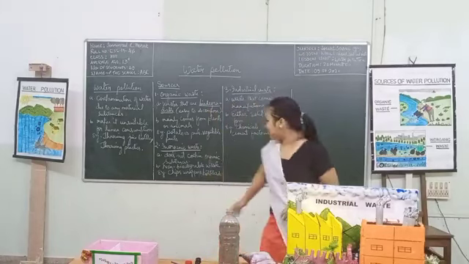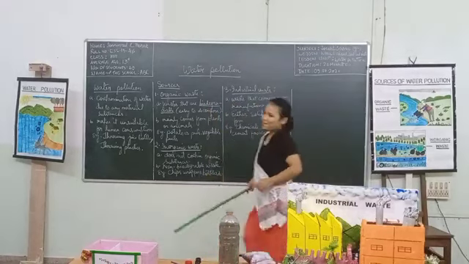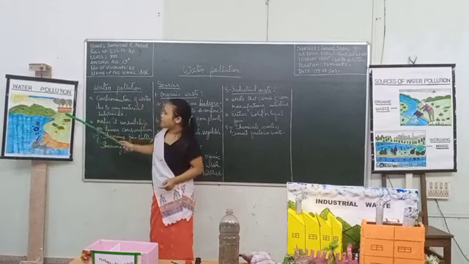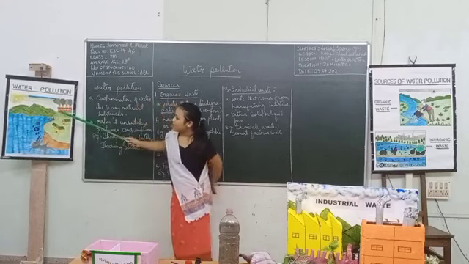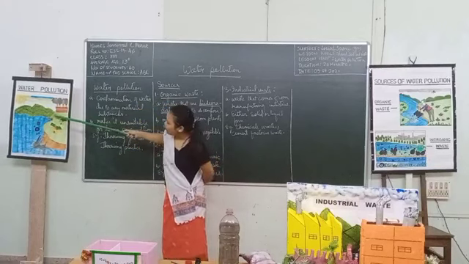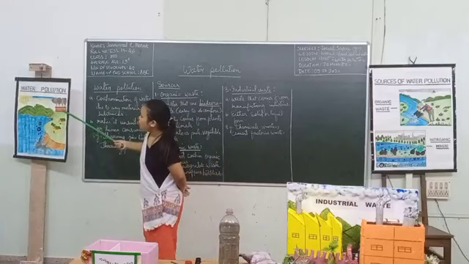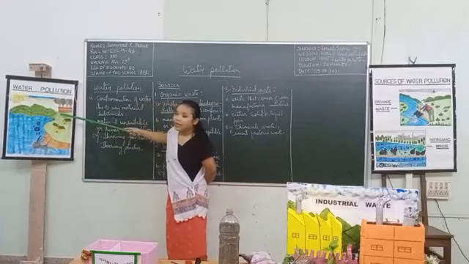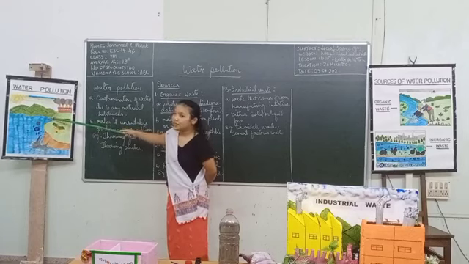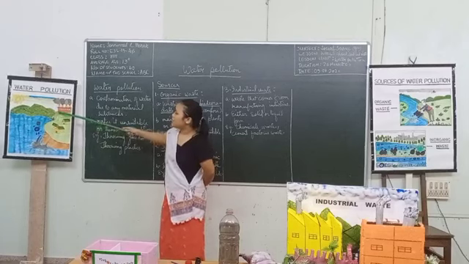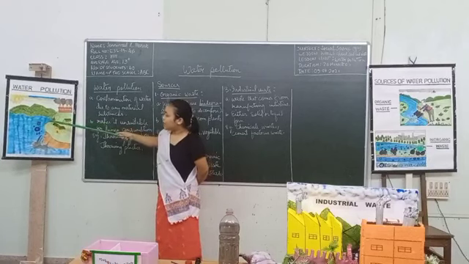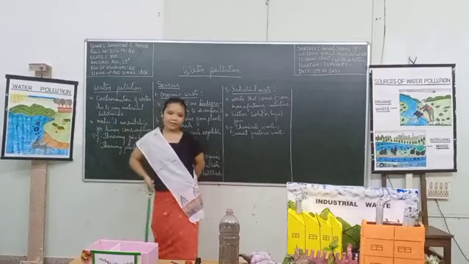Now class, have a look at this second chart. Again in this chart you can see these industries that have this pipeline into the river, and through this pipeline, they are throwing their waste material. They are dumping their waste materials into the river, and this sewage system can be an example of industrial waste.